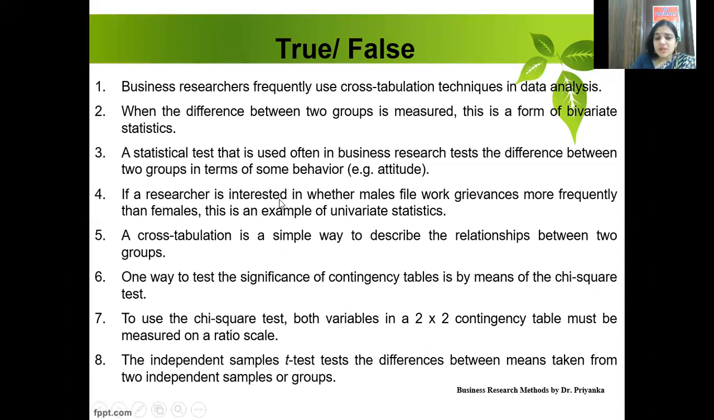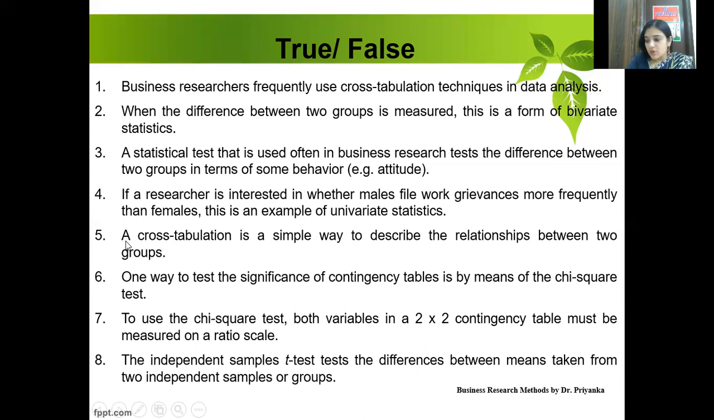Fourth, if a researcher is interested in whether males file work grievances more frequently than females, this is an example of univariate statistics. Here we are trying to compare two groups. The researcher asks whether males file work grievances more frequently than females, that means we are trying to compare two groups. That means we are talking about bivariate statistics. So it is not an example of univariate. So it is false here.